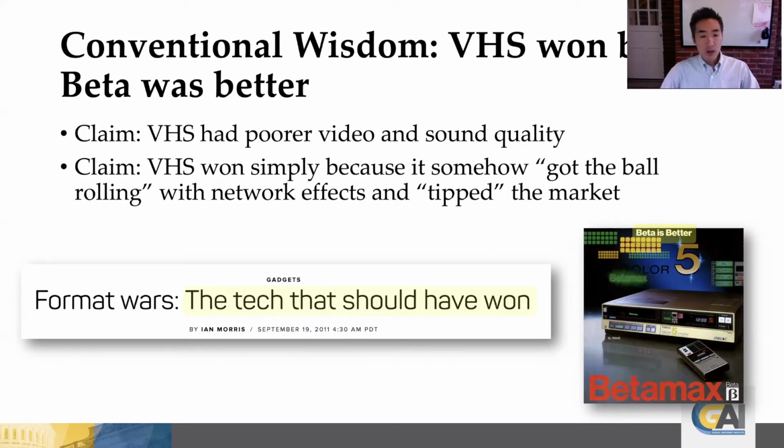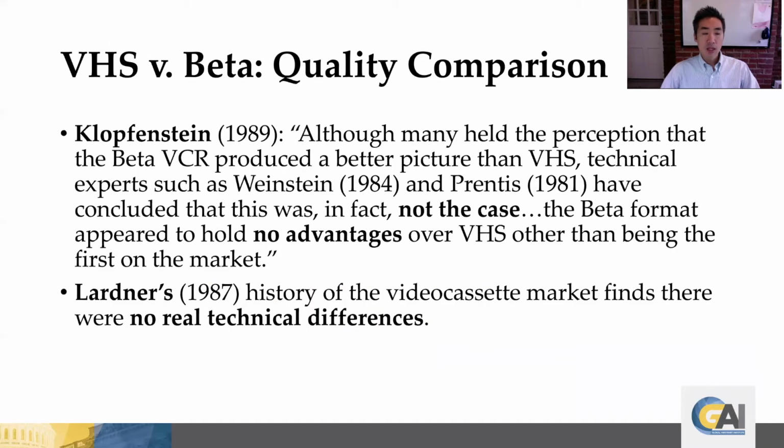But the convention is that Beta is better, the tech that should have won. You can still find articles that tout the benefits of Beta over VHS. But the reality is that the evidence, if you go back to the time in which they were competing, is that these were comparable products, and it wasn't absolutely clear that VHS was inferior to Beta. So here's a quote: "Although many held the perception that Beta produced a better picture than VHS, technical experts have concluded that this was in fact not the case, and Beta had no advantages over VHS other than being first on the market." Others, Lardner's History of the Video Cassette Market, find there were no real technical differences.